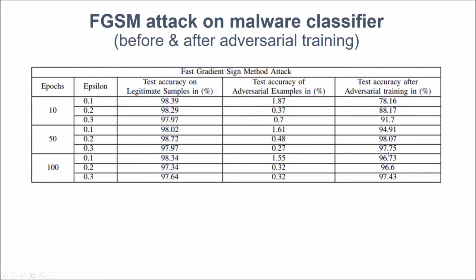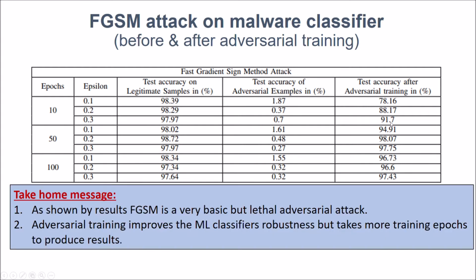the recovery of the model increases as you start increasing the epochs. At the end we have a 97.43% accurate classifier, which is also robust against FGSM based adversarial attacks. The take home message from this slide, as shown by the results, is that FGSM is a very basic but lethal adversarial attack. Adversarial training improves the ML classifier robustness but takes more training epochs to produce results. If you want results equivalent to 98.3%, you need to retrain your classifier with adversarial examples for around 100 epochs, which gets more complex and more expensive as your data grows and as you train more.